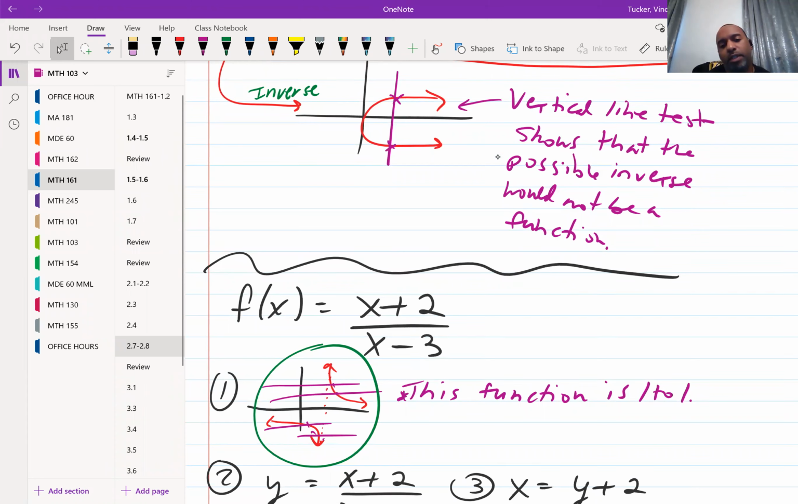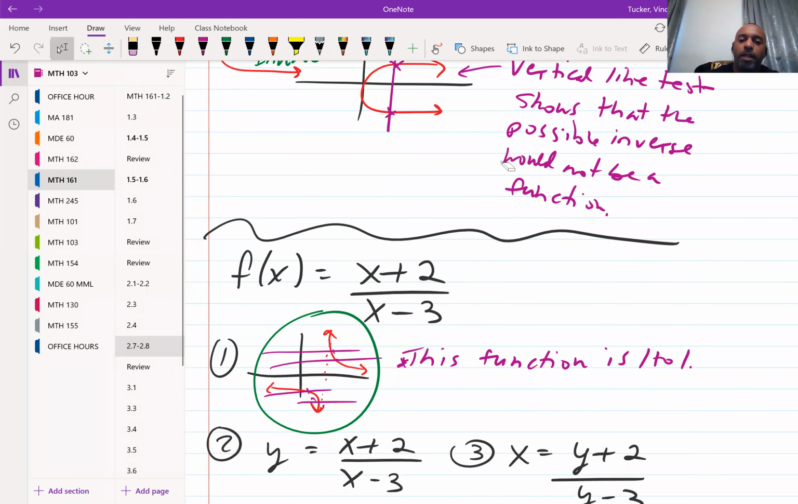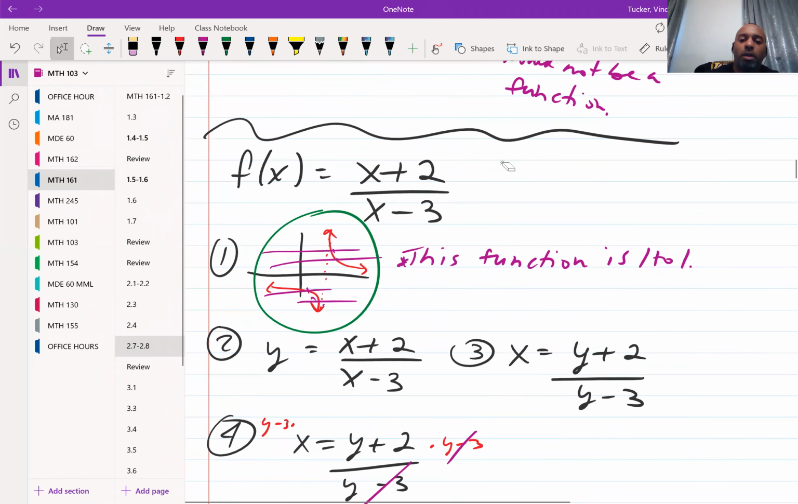f of x is equal to x plus 2 over x minus 3. So this function is one-to-one as well. I gave a rough sketch of it right here in this green circle. It has an asymptote at x equal to 3, this little line. Have we talked about asymptotes yet? I think that's chapter 3. But anyway, there's this little spot at x equal to 3, excuse me, where it'll go up and not cross. But the horizontal line test still holds true. So this function is one-to-one, and we'll follow all of the steps.